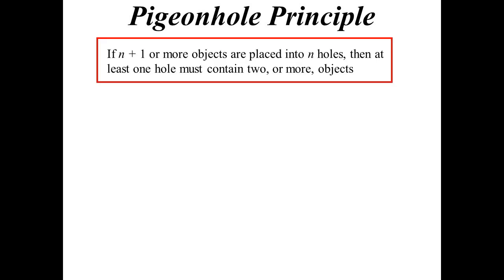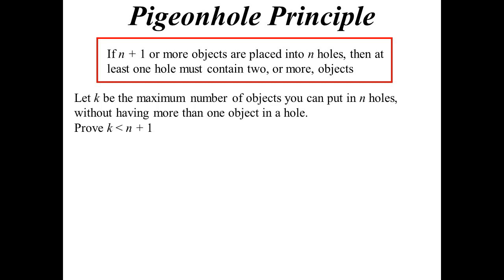This is what we call the pigeonhole principle, which again, is a very logical idea. If you have n plus 1 or more objects, and you're going to place them into, well, we're calling them holes because of pigeonholes, but into n categories, then at least one of those must have 2 or more objects. It's a fairly logical thing. If I've got more objects than there are holes, then one of those holes has got to have more than one object. Basically what it's saying.